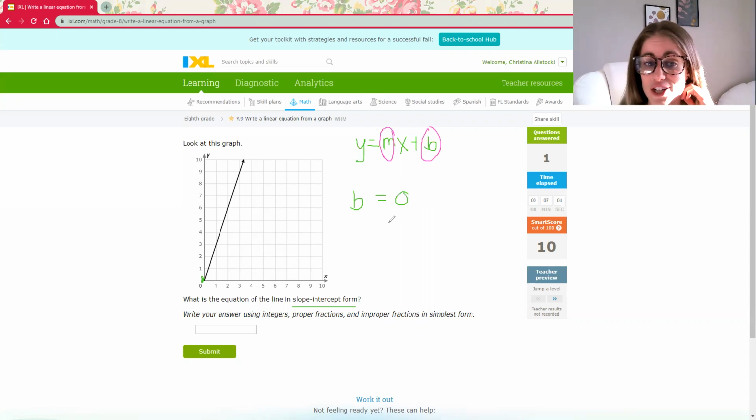All right, let's find our slope. So rise over run. But I need to find where I'm rising and running to. I need to find that second point.